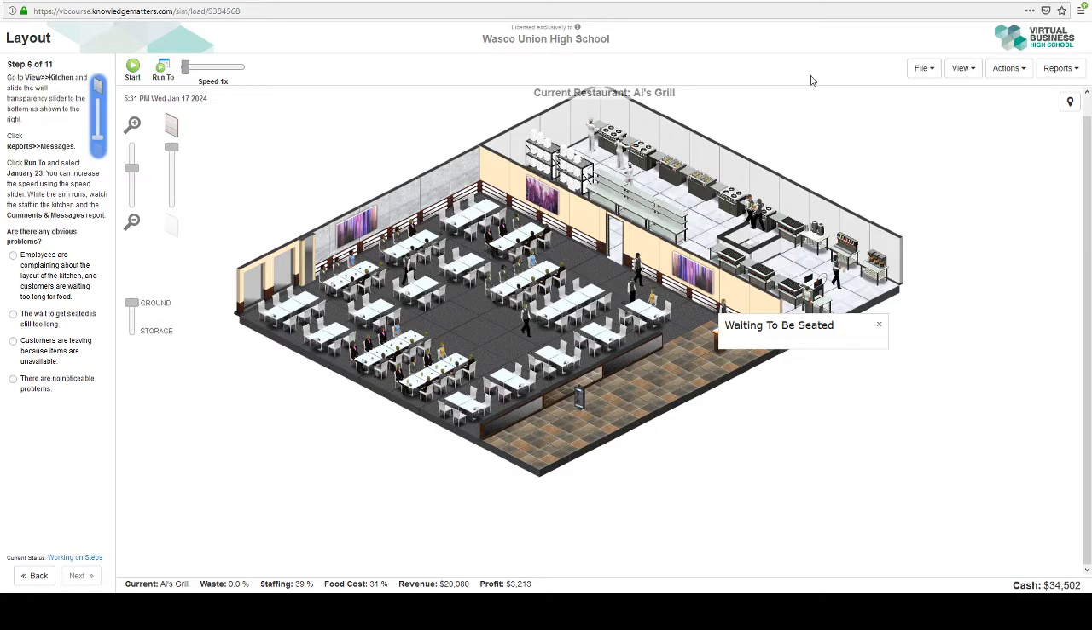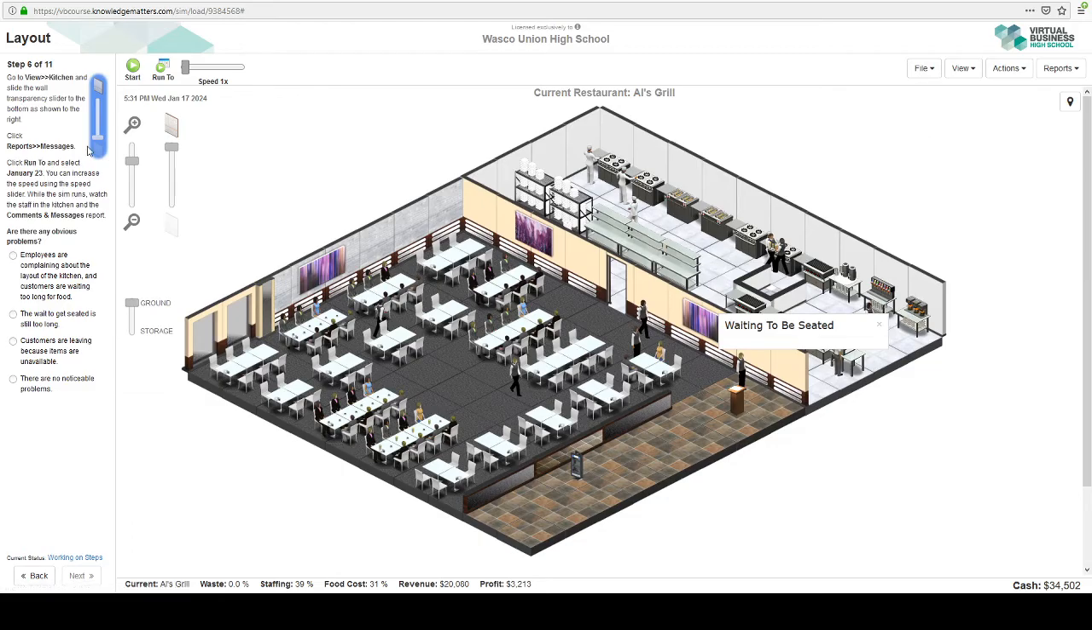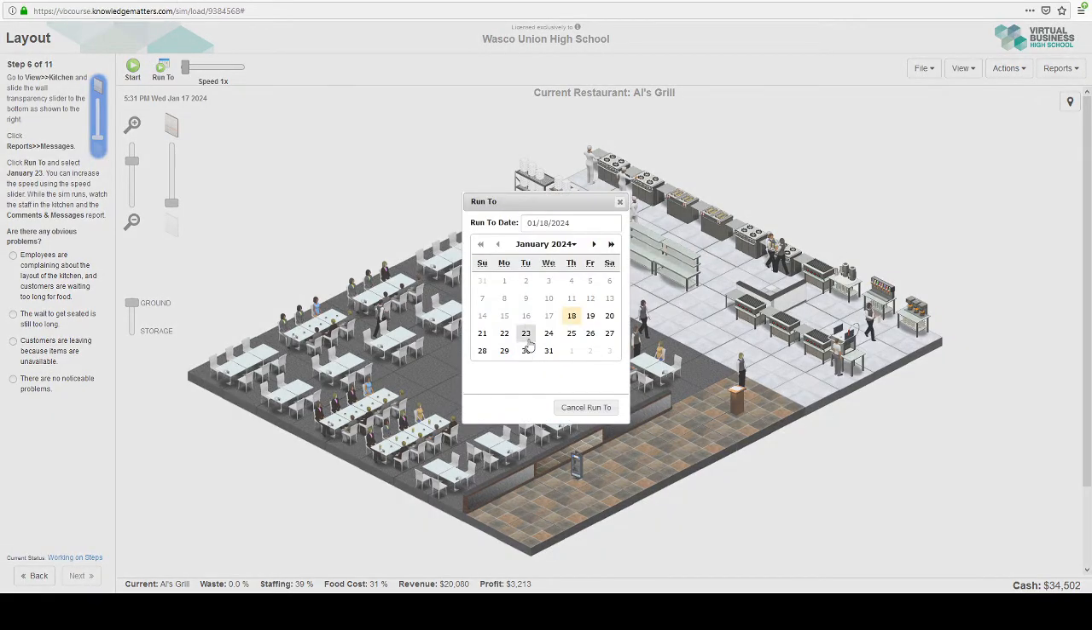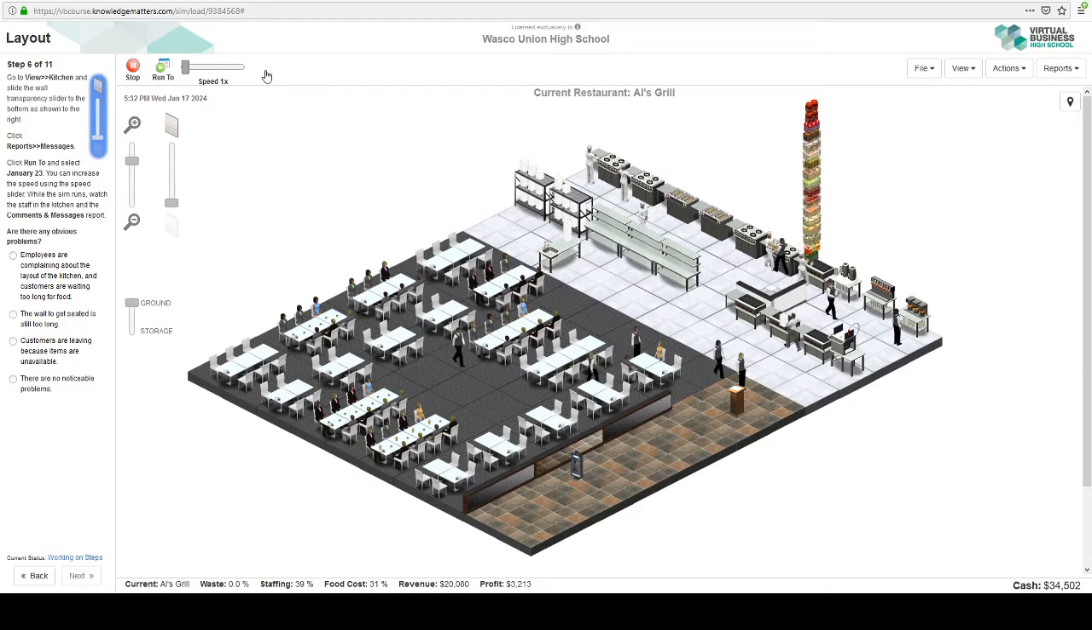Okay, so we are going to view the kitchen. Let's make this wall disappear so we have a better view. We can do that by, here's the wall. Let's take it down. Okay, we're going to run to January 23, and we're going to take a look and see what's going on in the kitchen.